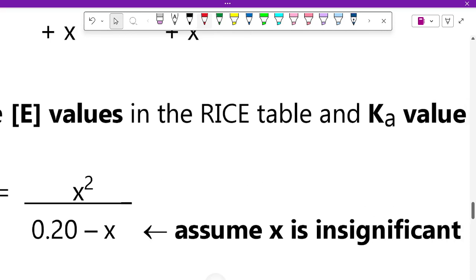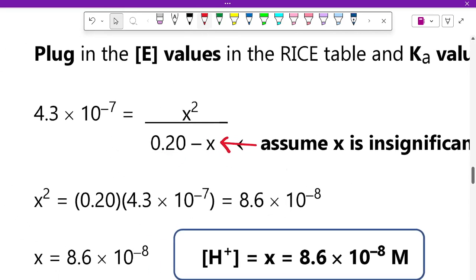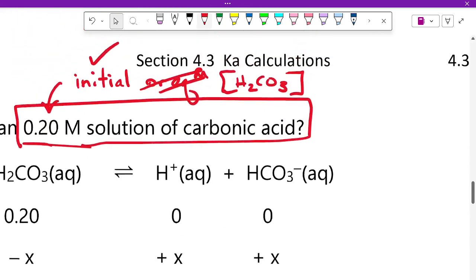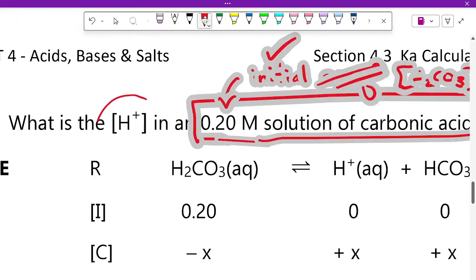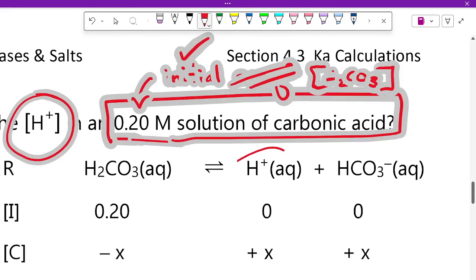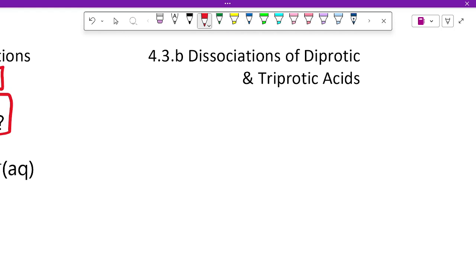Assume x is insignificant and make sure you point the arrow at it so we know which one we're talking about. Okay, we're not saying this one. This one is not insignificant. That one is perfectly good. Okay. And then you do the algebra. All right. And then you get x, and you say, what was I asked for? I was asked for hydrogen ion concentration. That is x. So that was easy.